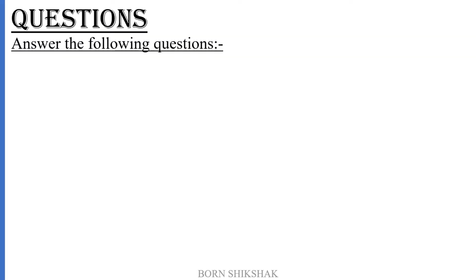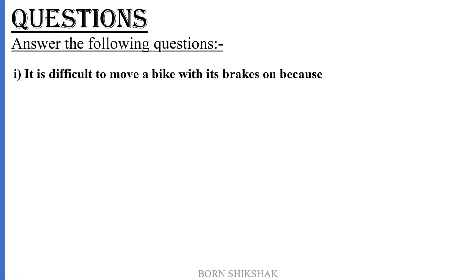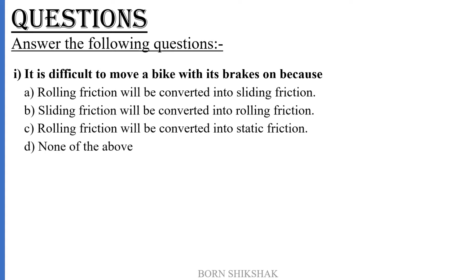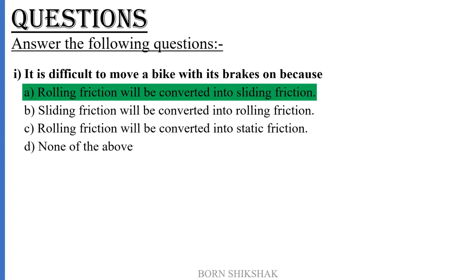Now we will discuss some questions. Number 1. It is difficult to move a bike with its brakes on because A. Rolling friction will be converted into sliding friction. B. Sliding friction will be converted into rolling friction. C. Rolling friction will be converted into static friction. Or D. None of the above. The correct answer is A. Rolling friction will be converted into sliding friction.